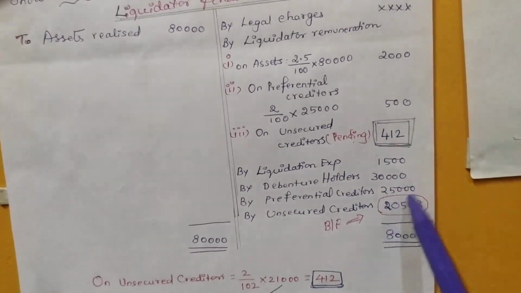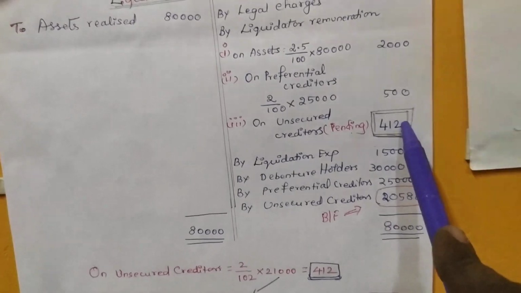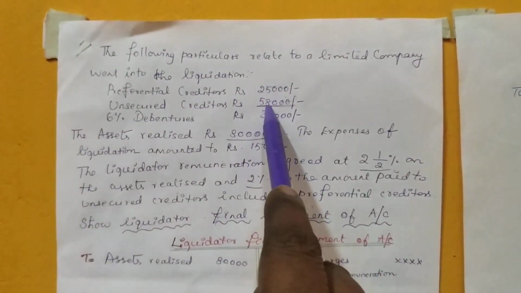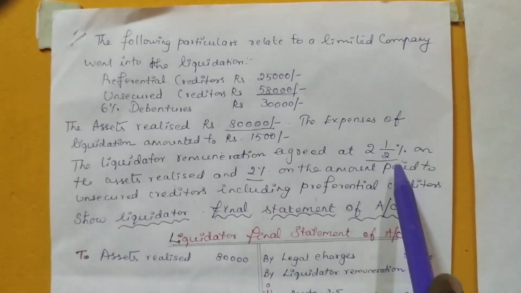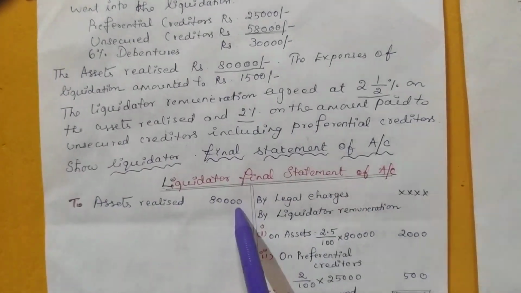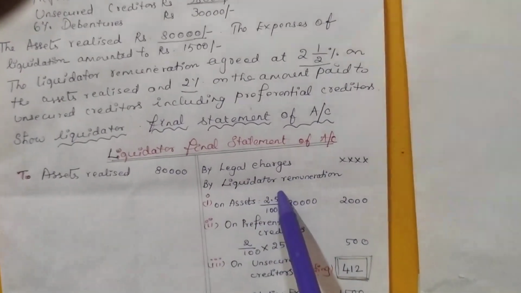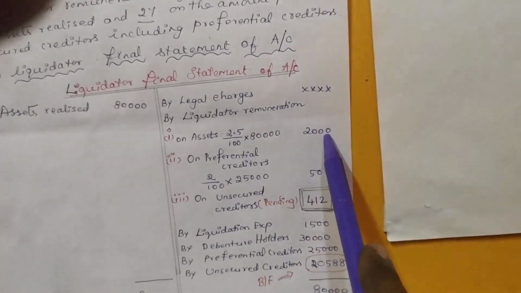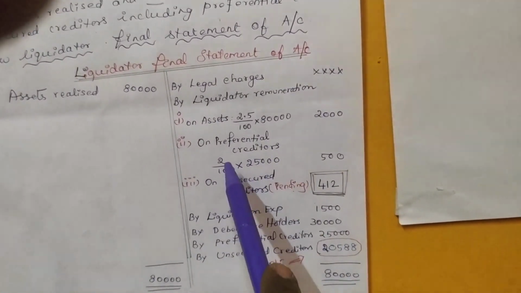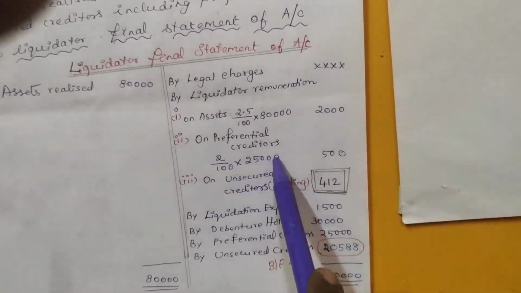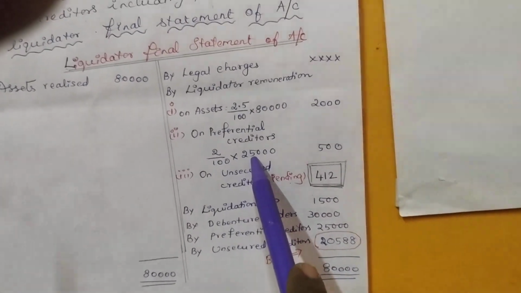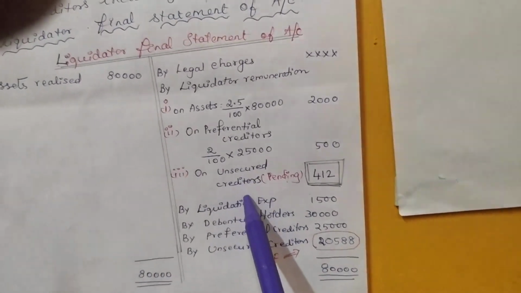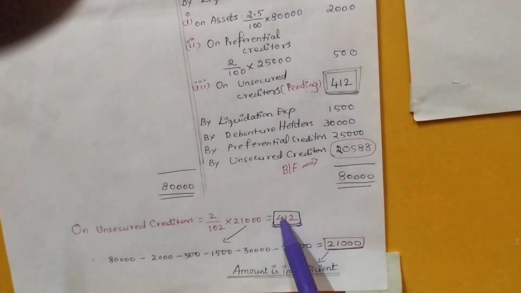You should be very careful with these two amounts, especially this sum. The main thing you have to notice here: the sum 58,000, 80,000, 2.5%, 2%. Assets realized 80,000, a small recap. On the right side on assets, 2.5 by 100 into 80,000. On preferential creditor only 2%, so 2 by 100 into 25,500. Unsecured creditor, as I told you, the sum goes like this calculation.